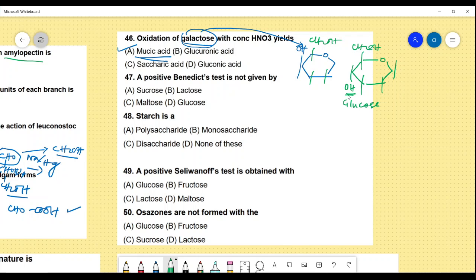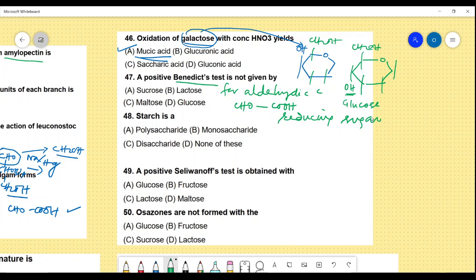The only thing is this difference. Okay, which is not given by Benedict test? Next question 47. Benedict test is for the aldehydic carbon atom. It is also an oxidation reaction in which CHO is getting oxidized.